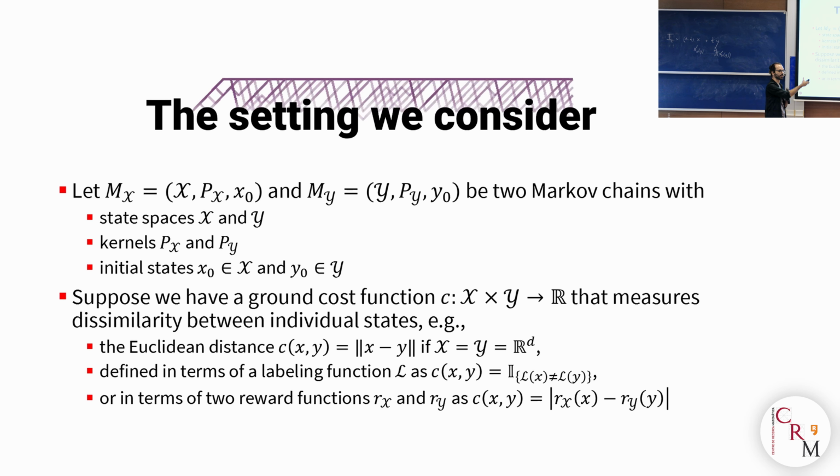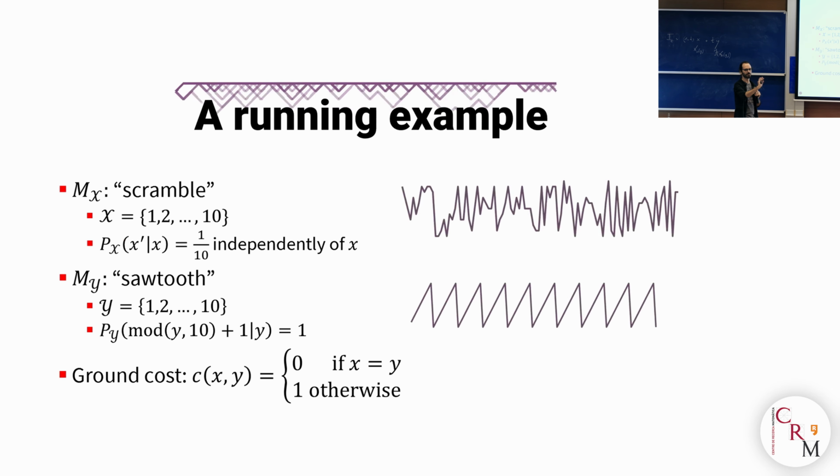So I'm going to give you some running examples, which are going to be helpful in defining some failed attempts at defining a good metric, and then I'm going to arrive at a good metric eventually. So the two processes that I'm going to be referring to several times are these two processes that are Markov chains on the set of integers 1 through 10. The first I call scramble. This is just an IID sequence of numbers in 1 through 10. And the other one is what I call sawtooth, which is just a deterministic sequence that just goes 1, 2, 3, 4, 5, 6, and so on, and then reboots to 1 every 10 steps.